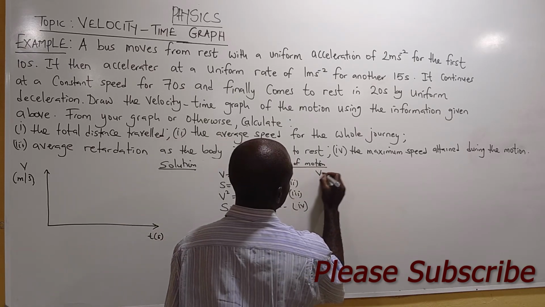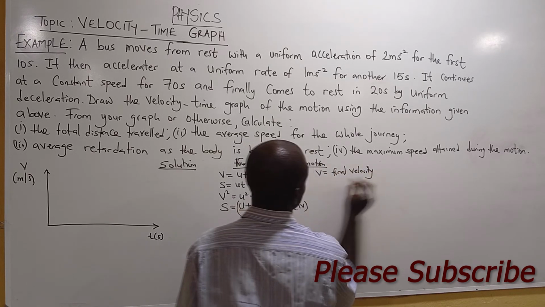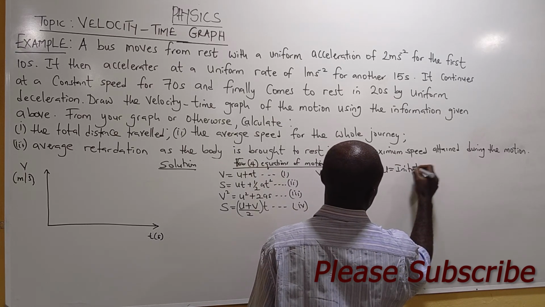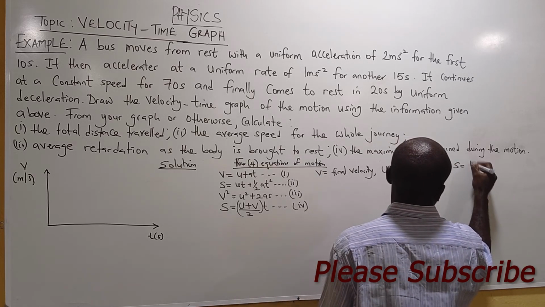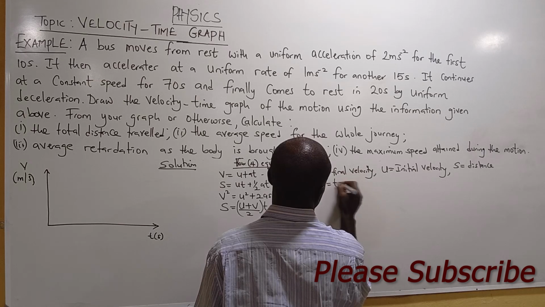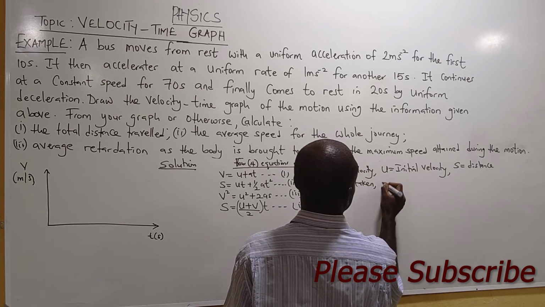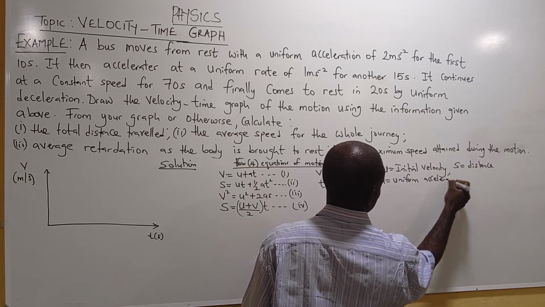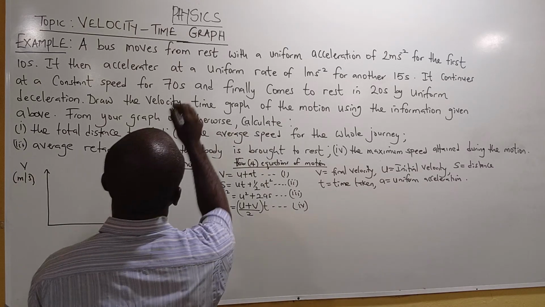What does v stand for? v stands for final velocity. u stands for initial velocity. s stands for distance, and t stands for time taken, and a stands for uniform acceleration. Please take notes.